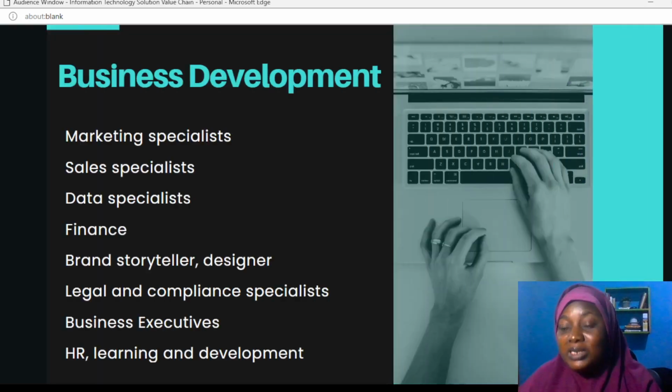So the next thing we're going to look at is business development. After you've done all of this, you need to make a case for your product. You need to make a case for whatever it is, for people to use it. You need to advertise it, and you need marketing. You need to make sales. You need people to sell, to call people, make direct phone calls, send emails. Data specialists, you need people to collect data on your software use.